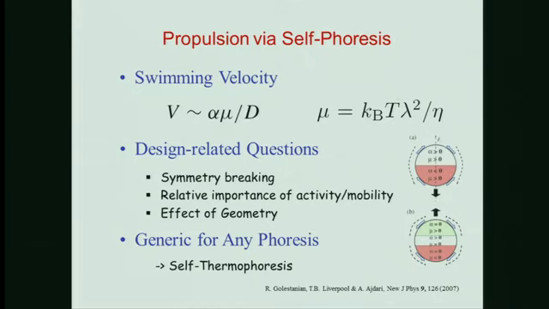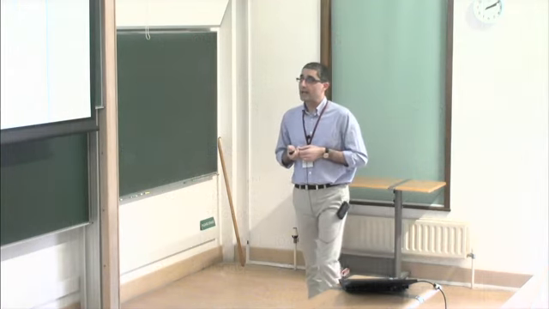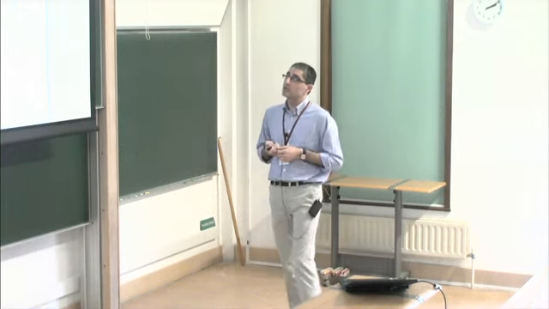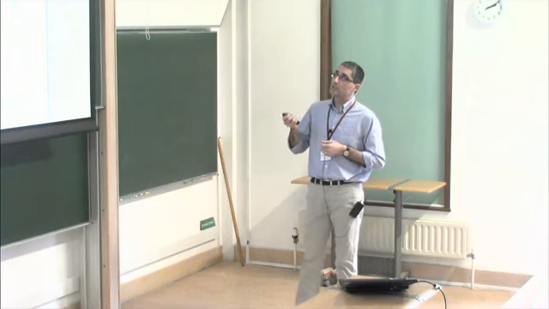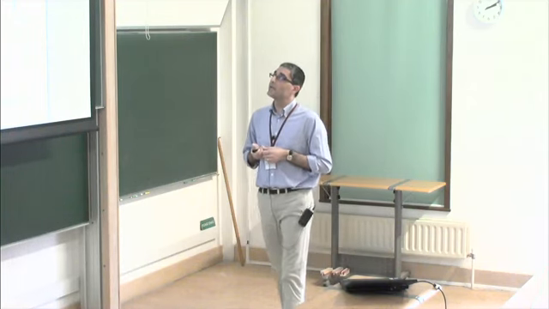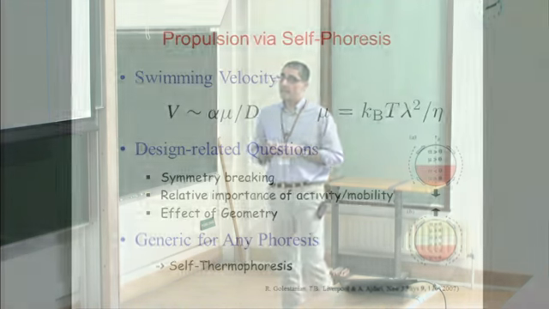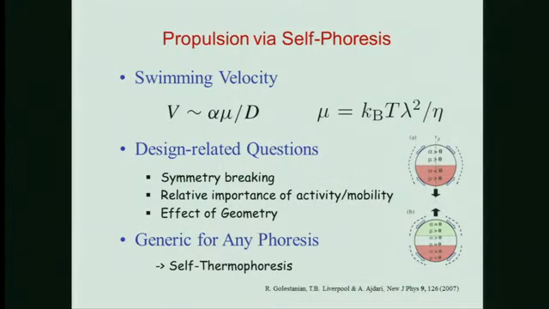Can I couple this to shape? Is a rod a better self-diffusiophoretic colloid than a sphere or a disk? And so on. You can ask all kinds of questions like that and play with the sign of these mobility and activity coefficients. And also, as I said, it could work for any phoretic mechanism, and in particular, I would like to talk later about self-thermophoresis. So that's motion of colloids under a self-generated temperature gradient, which can be caused, say, by irradiation.